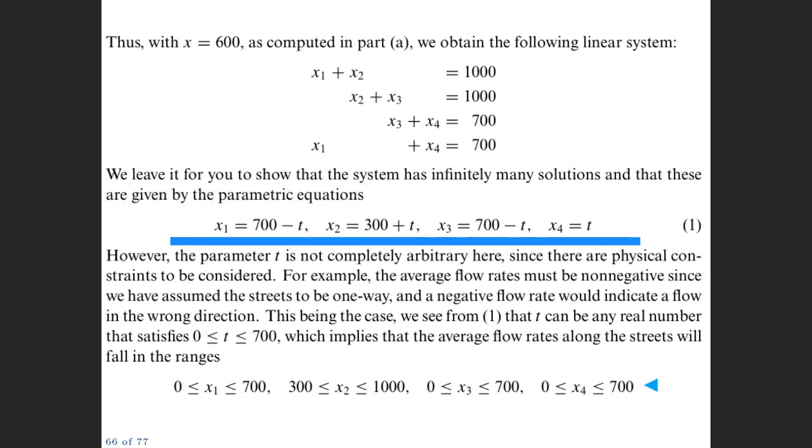The solution to this linear system is x1 is 700 minus t, x2 is 300 plus t, x3 is 700 minus t, and x4 is equal to t. Now, t is not completely arbitrary here because we can't have a negative number of vehicles driving along the road. We must have a positive number of vehicles on the road. So t must be a positive number, and 700 minus t must also be a positive number. So t must be some number between 0 and 700. And then at the bottom, we can see the possible values of each one of these variables.